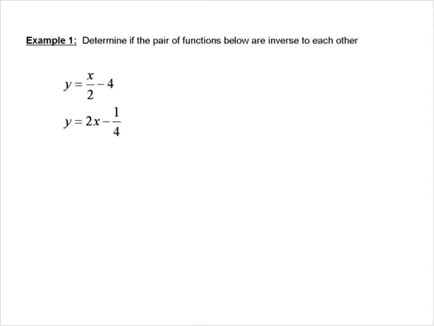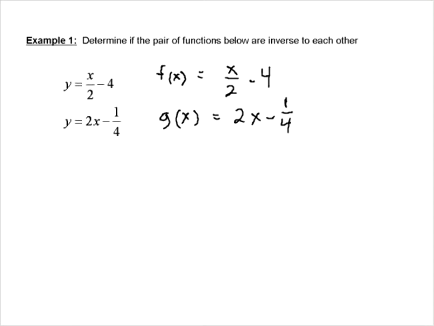So let's look at an example here. We have two functions, and we have to find out if they are inverses of each other. So what I'm going to do is go back to these two functions, which are both called y. I'm just going to call the first function f of x. And f of x is going to equal x over 2 minus 4. And let's call the other function g of x, which is 2x minus 1/4.